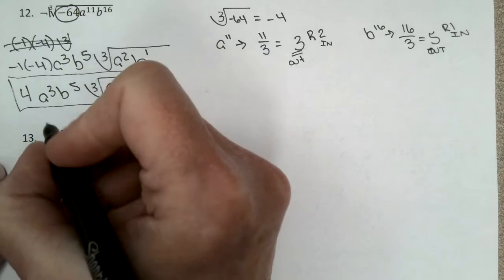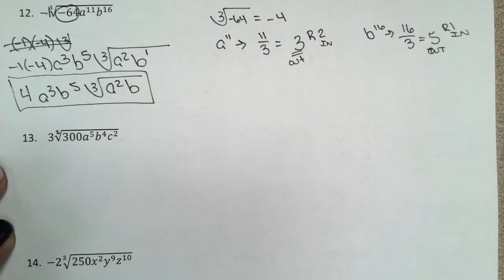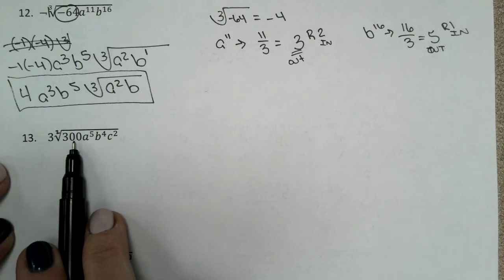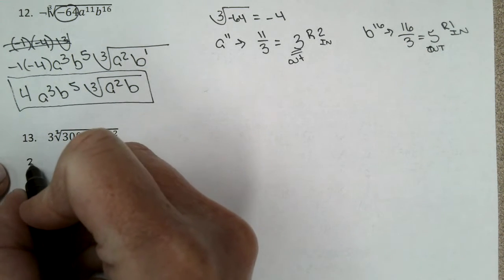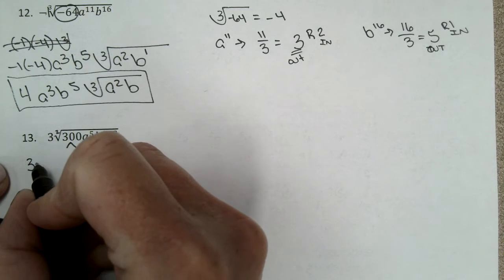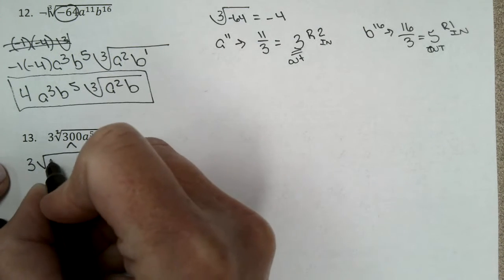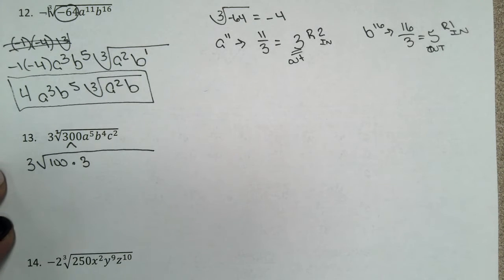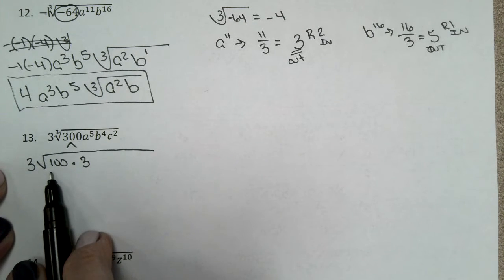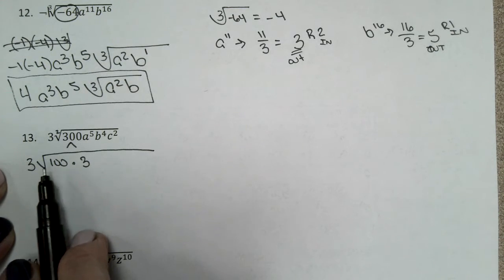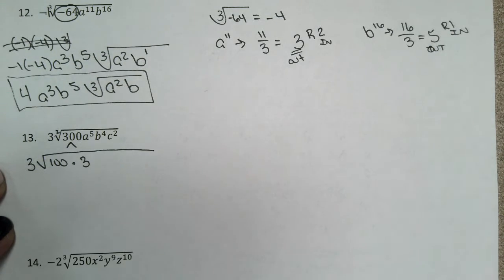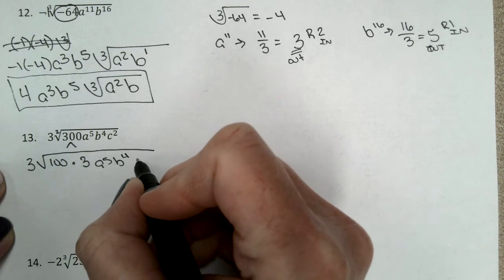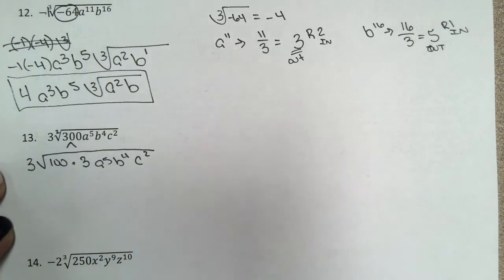All right, so there's no index here. So there's an implied 2. So I'm looking for perfect squares. So I know that 300 I can break down into 100 times 3 because 100 is a perfect square. So I want to find the biggest perfect squares I can. A to the fifth, B to the fourth, C to the second.